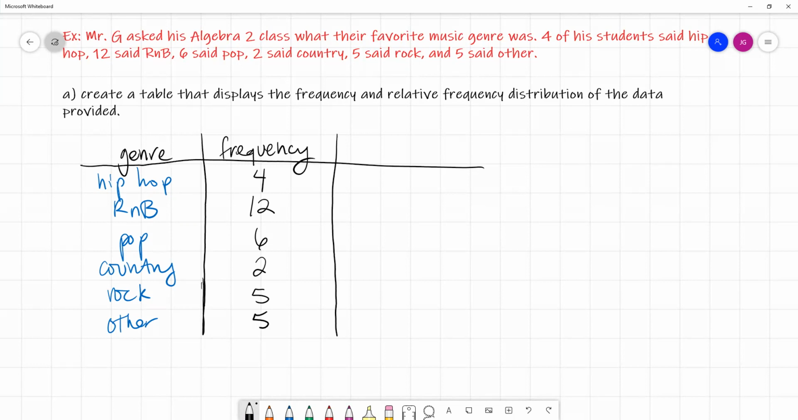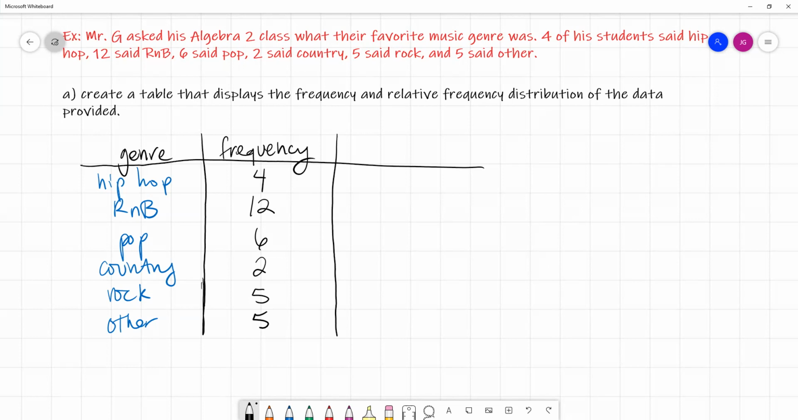So frequency is not terrible. The hardest that it ever gets is that instead of telling you it's 4 for hip hop, 12 for R&B, maybe I list out the results. Maybe I give you a huge table with all the different results, like hip hop, R&B, R&B, as if I'm just writing them down as my students are telling me, right? That's another way that it might be listed. And then you just have to count up how many times R&B happens, how many times hip hop happens, that kind of idea. But again, that is not really that difficult in itself because you just have to count, right?